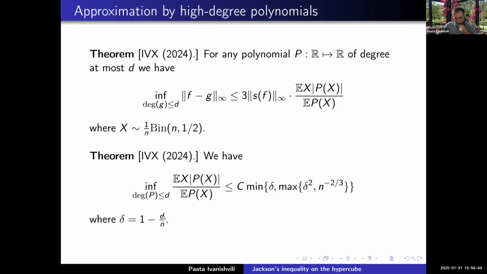Now, if d is close to n, let's say d is 0.9 times n, then delta will be 0.1. So you're getting something, right? So if delta goes to 0, but d has to be very close to n. It should be maybe n minus square root of n of this order to get something going to 0.